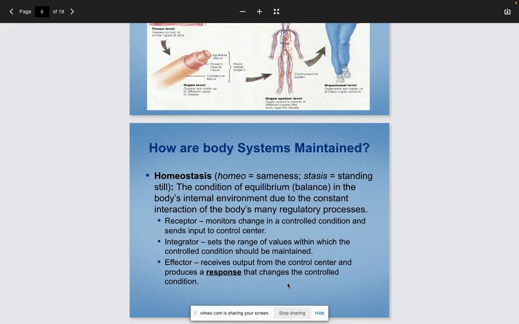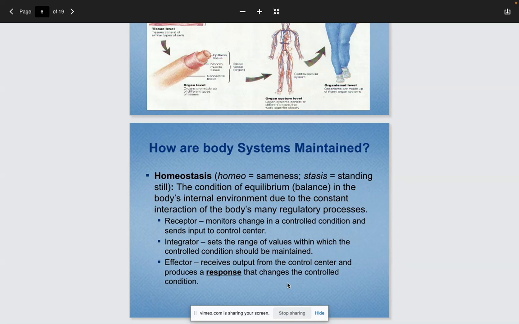So again, how is our body system maintained? Our body system is maintained through a process called homeostasis. Homeo meaning same, stasis meaning standing still. So our body is in constant fluctuations, whether that be electrolytes or temperature. If it's cold outside, our body's going to vasoconstrict in order to conserve heat. Whatever that may be, our body is constantly trying to maintain this equilibrium or this balance.